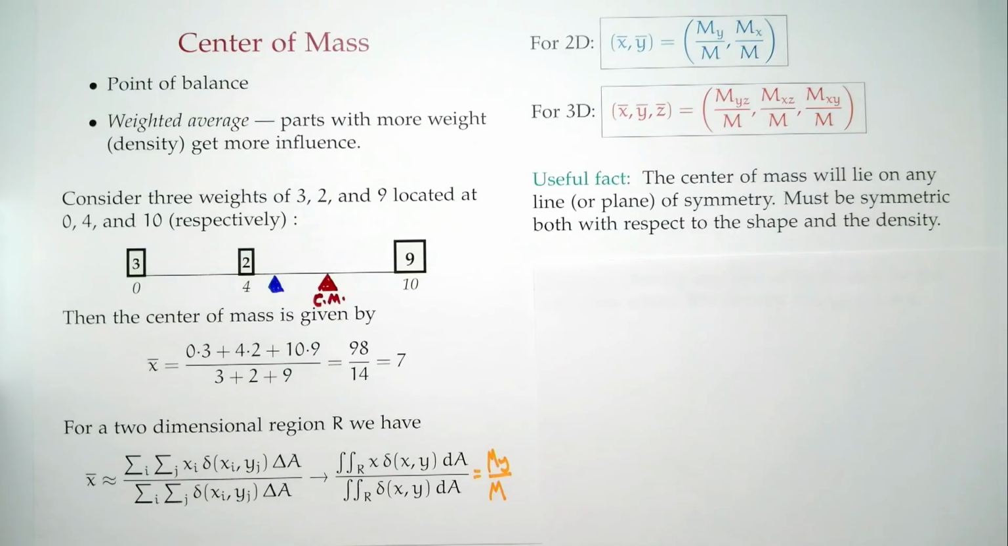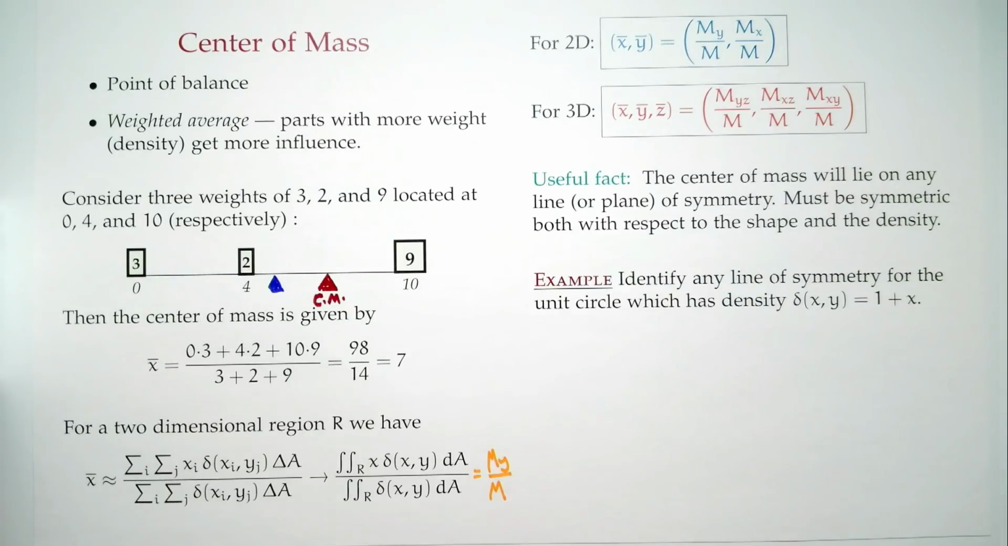But there's a second type of symmetry, which is the symmetry of your density. Which means, look, when I flip it across the line, I'm back to the same thing I started with. Both shape and density. So let's do a quick example. Let's identify any line of symmetry for the unit circle, where the density is 1 plus x.